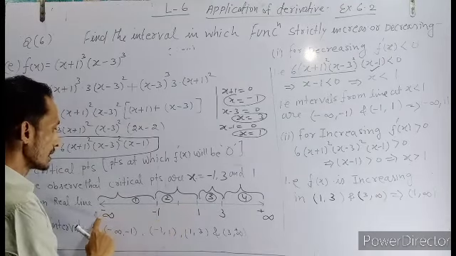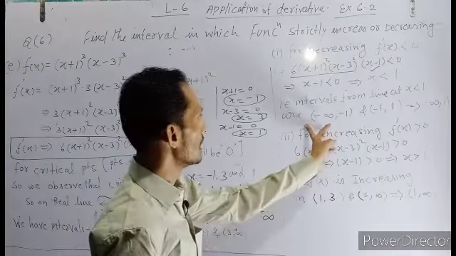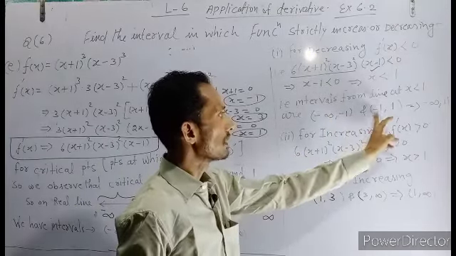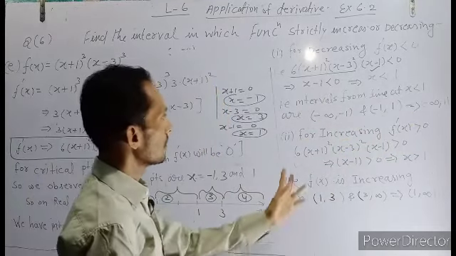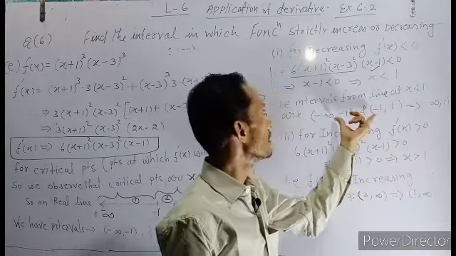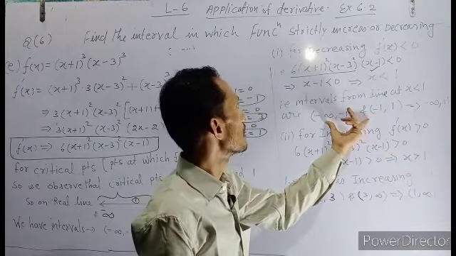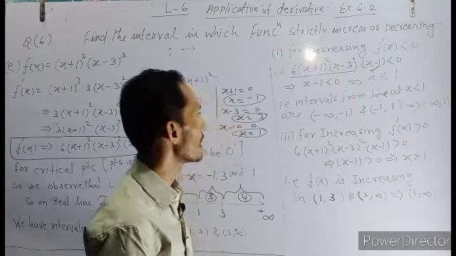What are the intervals? Minus infinity to minus 1 and minus 1 to 1. These are the intervals at which the function is decreasing. So overall we can say minus infinity to 1. We can say this is the interval at which the first derivative function will be decreasing. Okay, these are the intervals.